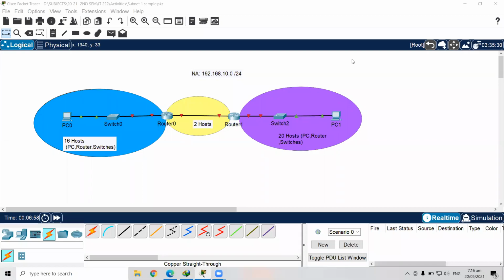Okay, so pag-uusapan natin ngayon is paano ba i-implement yung subnetting sa network.